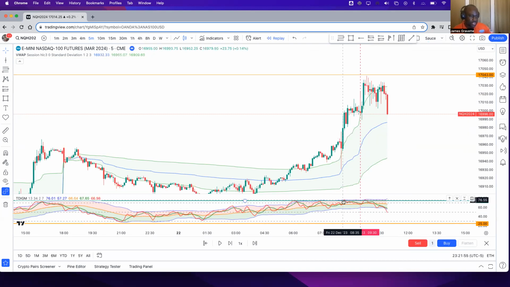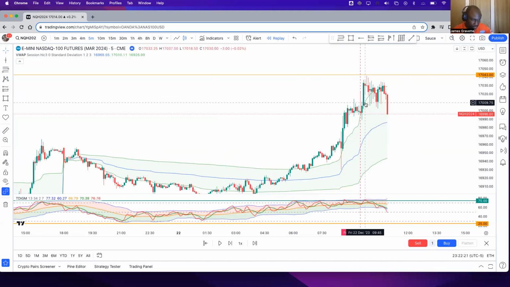So this right here, because this was 77, right? And then this was 76. This is actually a divergence point. Both are above 75, right? So this gives me the opportunity now to take a short. And on the 5-minute, I want to be in the candle after the divergence.